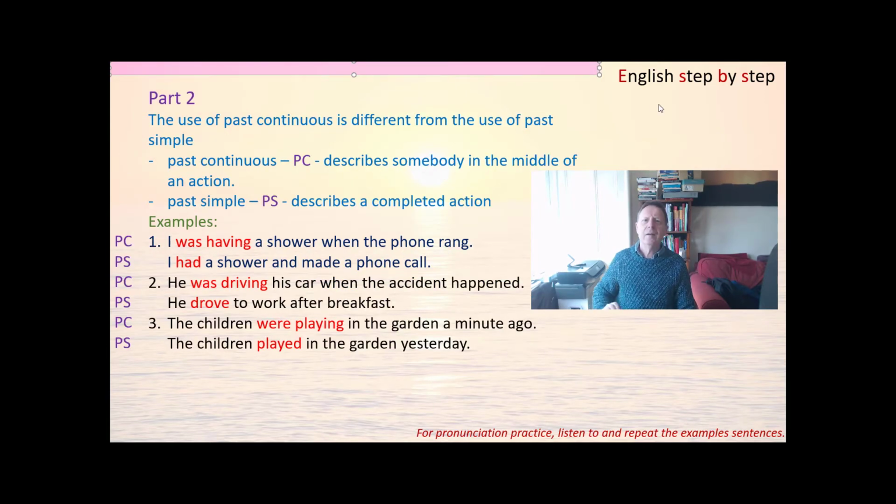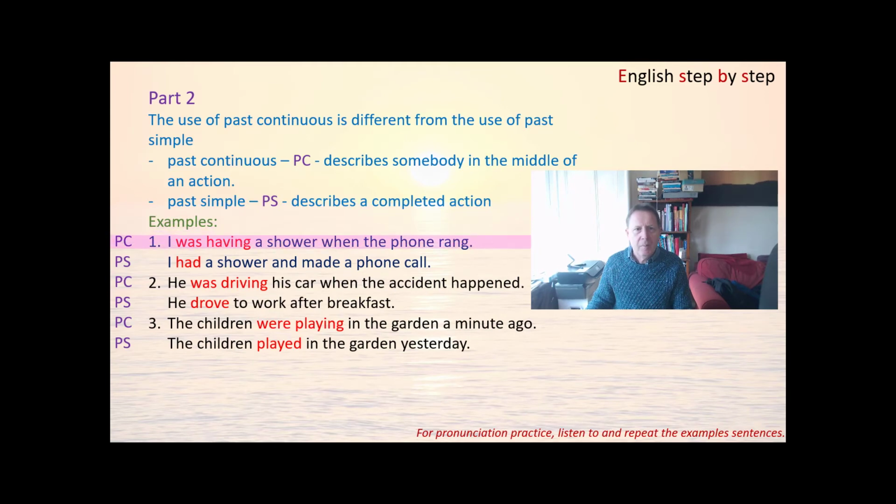So let's think more about the difference between past continuous tense and past simple tense. Well, with past continuous, and in this part of the lesson I'm going to write PC for past continuous, this describes somebody in the middle of an action. Past simple, we can also use the letters PS for past simple. Anyway, past simple describes a completed action.